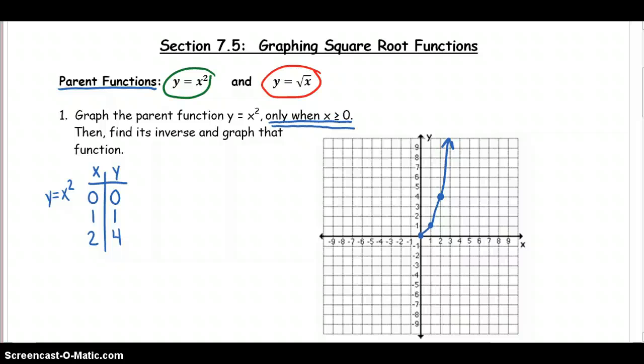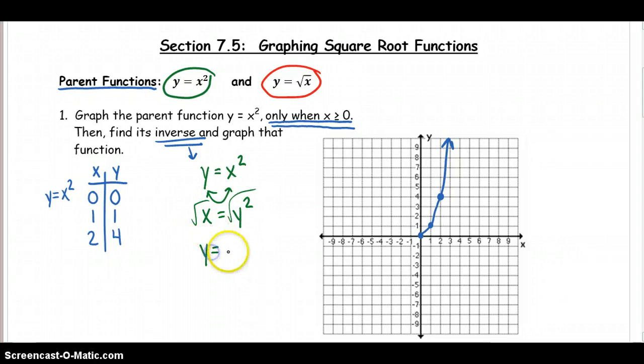Let's take a look at part 2. Find its inverse and graph that function. Well, remember, we just got done talking about what it means to find an inverse. In order to find the inverse of a function, we switch x and y, and then we solve for y. So let's do that. Switch x and y, so x equals y squared. And then to solve for y, I'm just going to take the square root of both sides. I'm just going to rewrite this, flip things around so that it's y equals the square root of x.